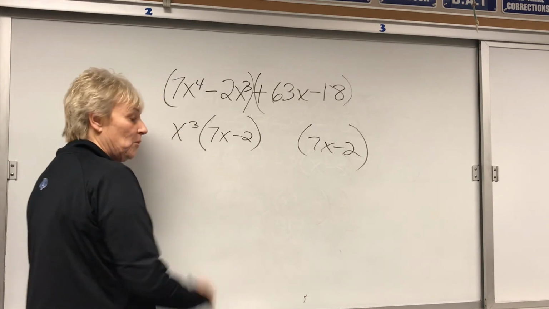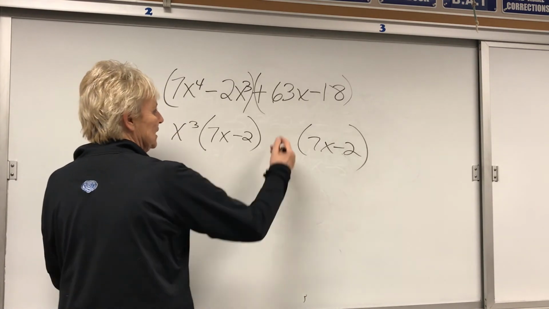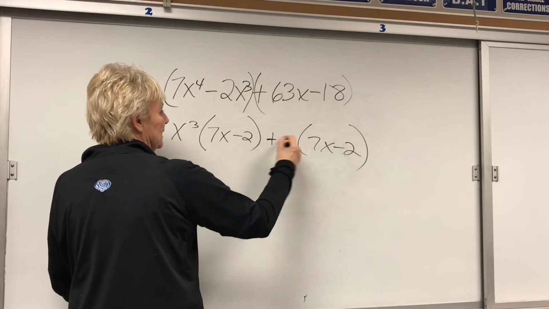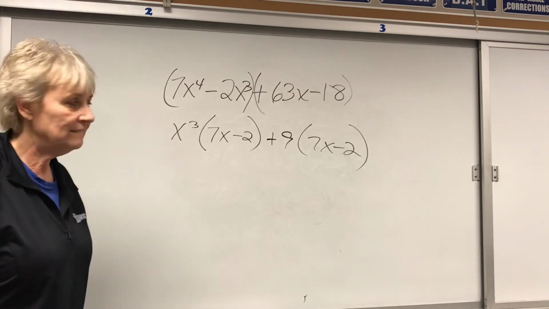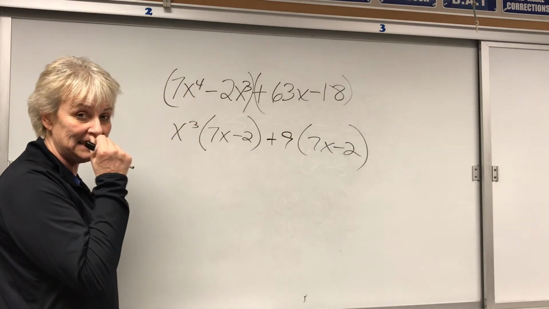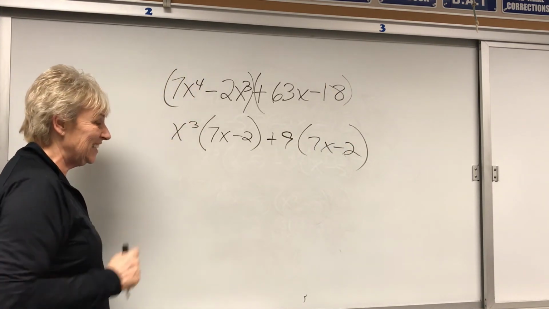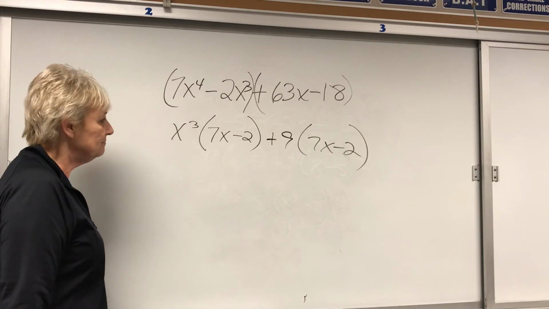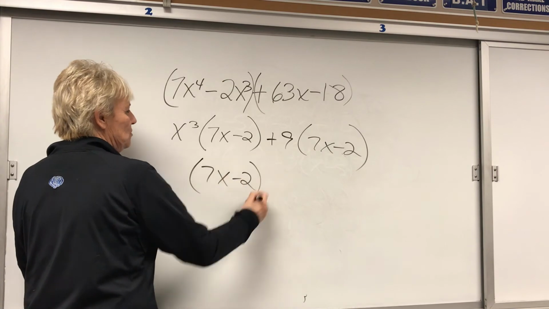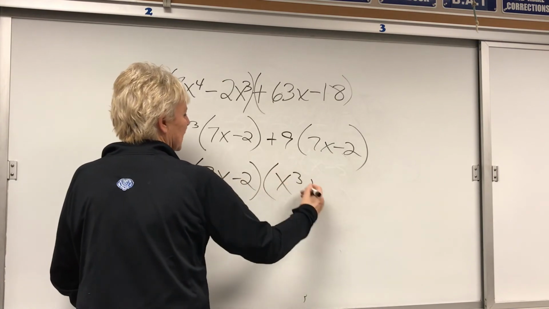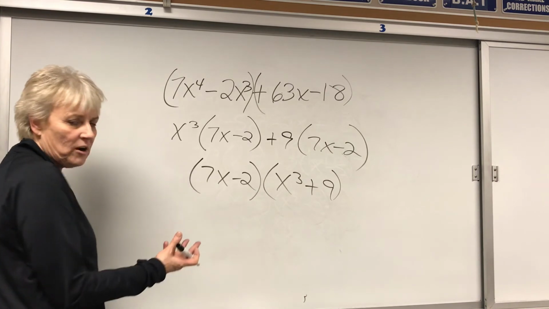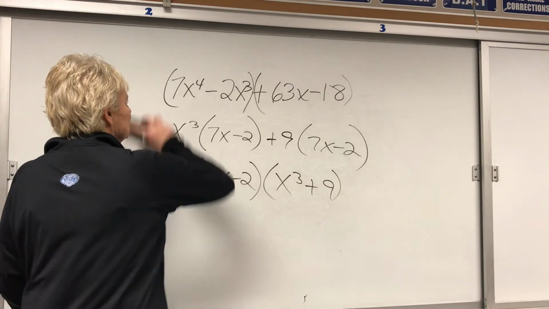This is where not knowing your multiplication tables kills you. But for those of you that don't know them, you can take 63 divided by 7, and you need a 9. Or you could have checked the negative 2. You need a 9 to get it to be 18. For those of you that stink at your multiplication tables, that makes it easier. All right, so we have 7x minus 2, x cubed plus 9. Kids always ask me, can I have x cubed plus 9 first? Of course you can.